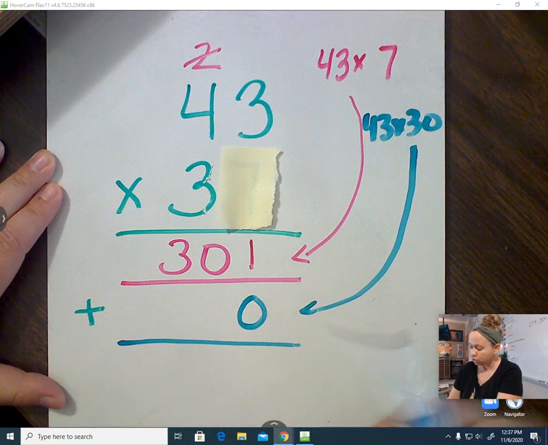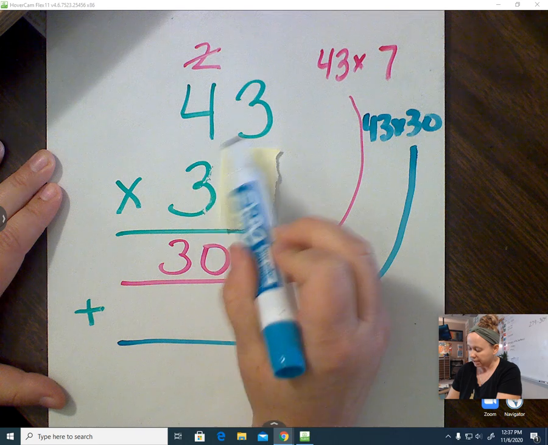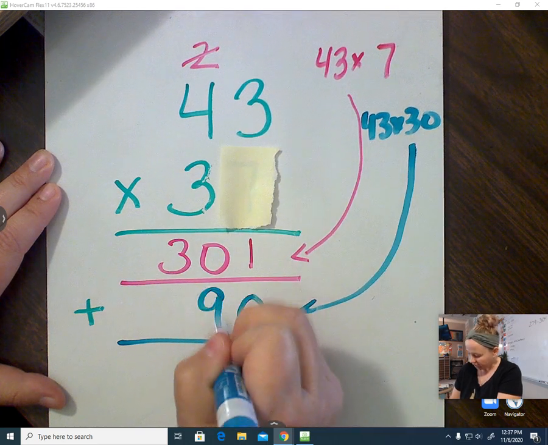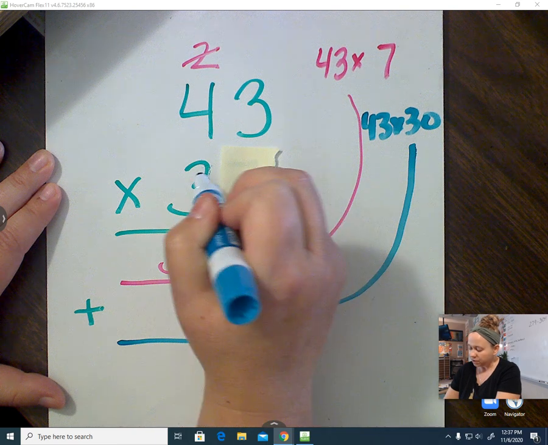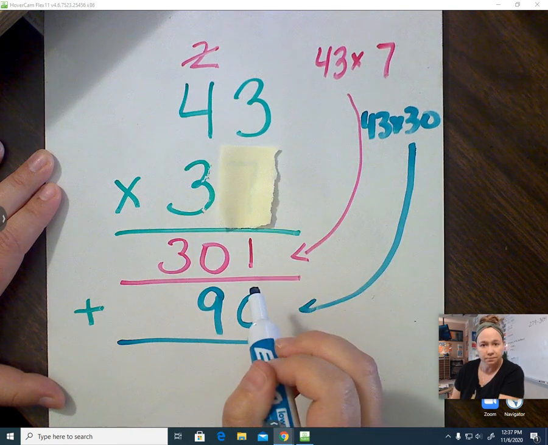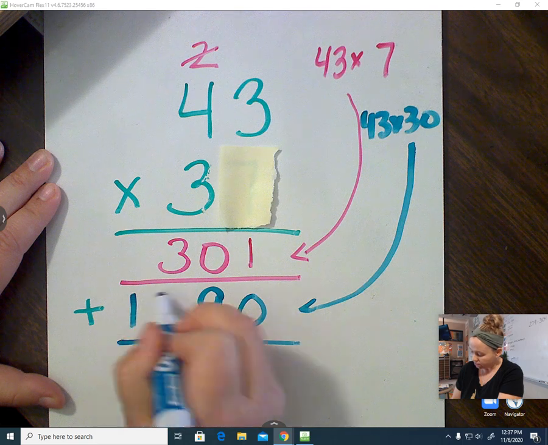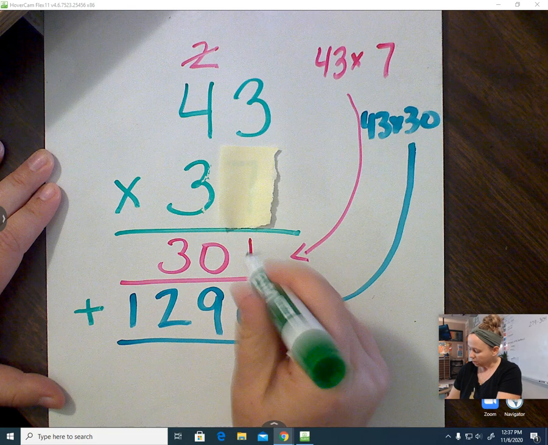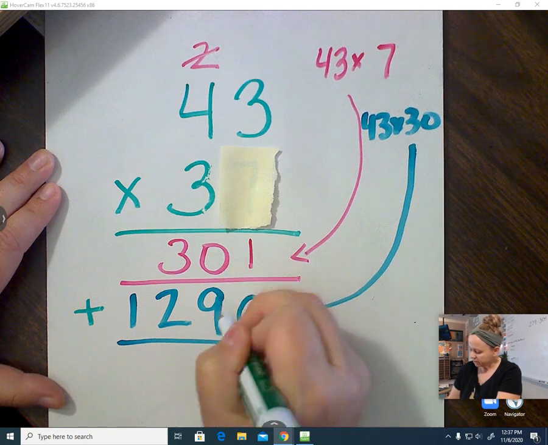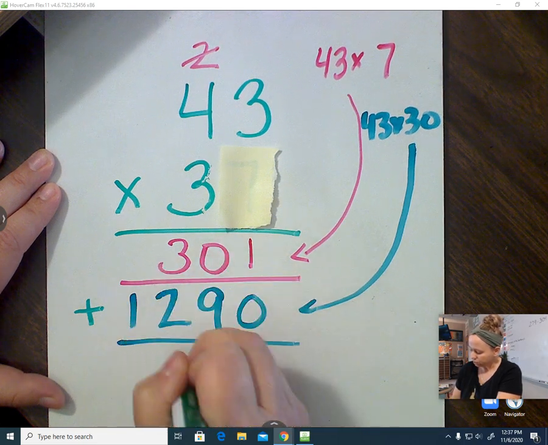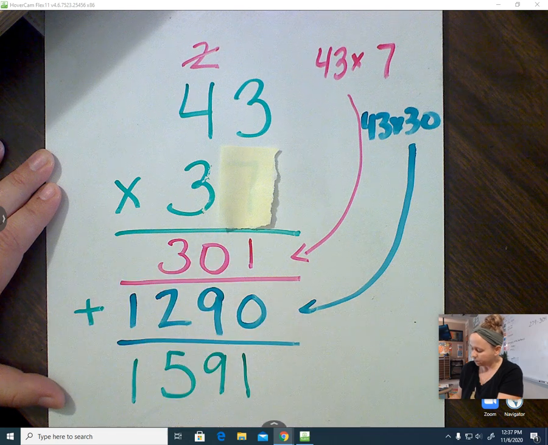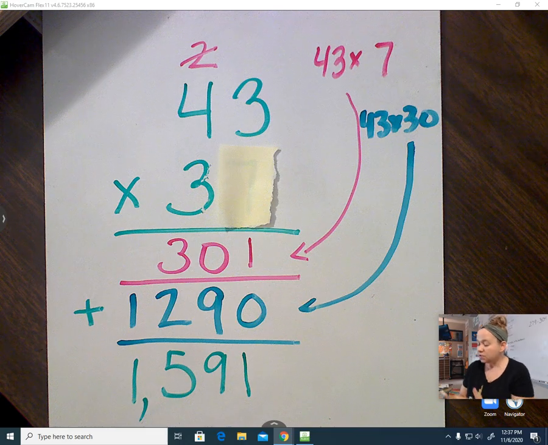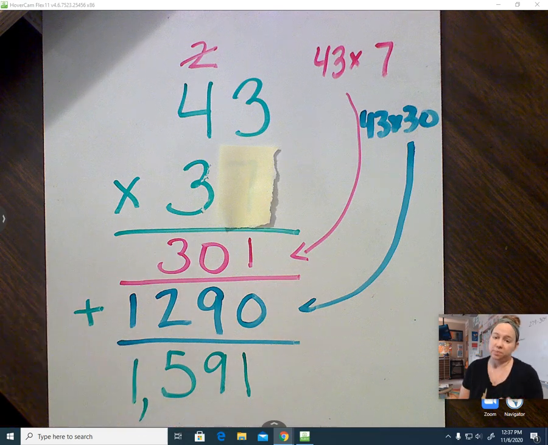Now we put our placeholder. Great. Now let's multiply. 3 times 3 is 9. Lining up my numbers here. 3 times 4 is 12. Great. Now we're going to add. 1 plus 0 is 1. 0 plus 9 is 9. 3 plus 2 is 5. 1, 1, 2, 3, comma. 1,591 is my product. So this way is a lot faster than the distributive property.